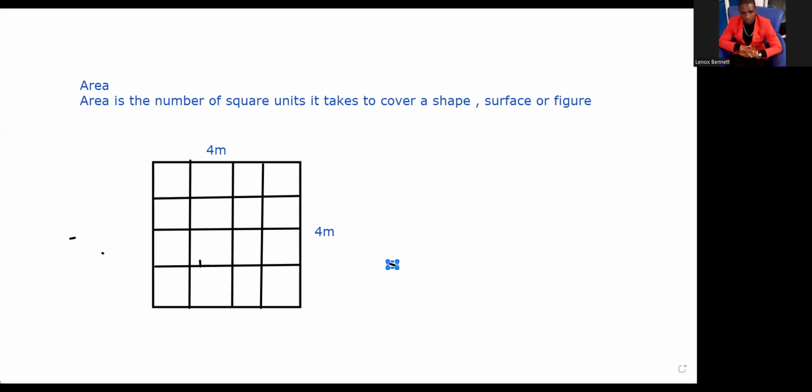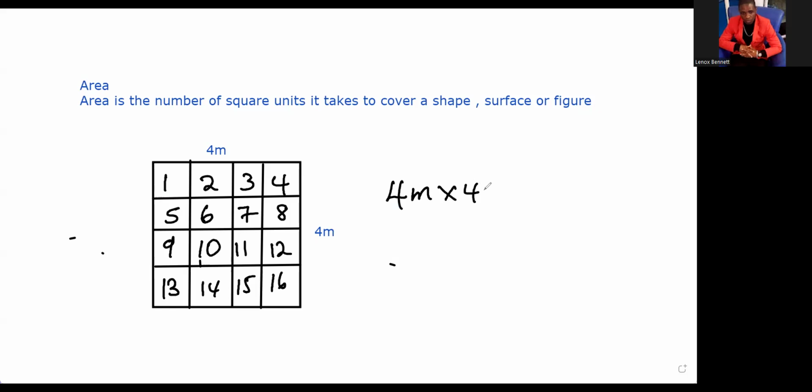Area is literally counting how many squares there are. So we literally count them and say 1, 2, 3, 4, 5, 6, 7, 8, 9, 10, 11, 12, 13, 14, 15, 16. So a 4 meter by 4 meter square would give you a total of 16 square meters. See it? That is why I put the 2, because this is saying that it's 16 squares. So it's literally the number of squares that it takes to cover the surface.